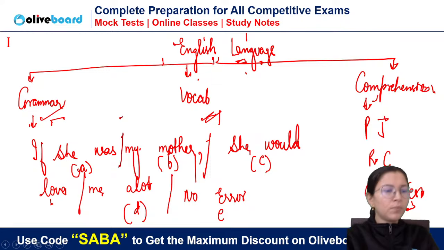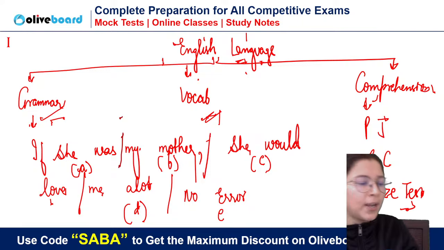Okay. Now, do you know? If I tell you one thing, you will be shocked. Okay. The error is in A part, and the error is that in place of "was," you will have to use "were."